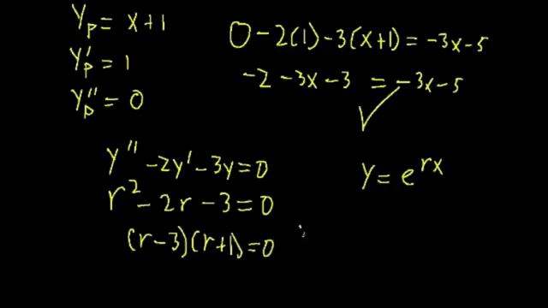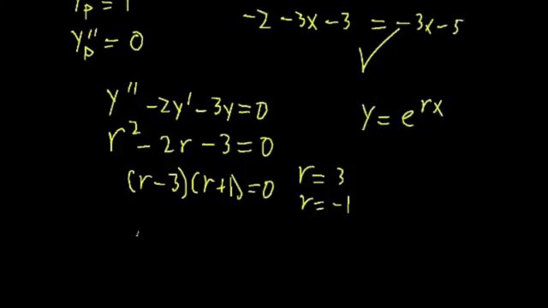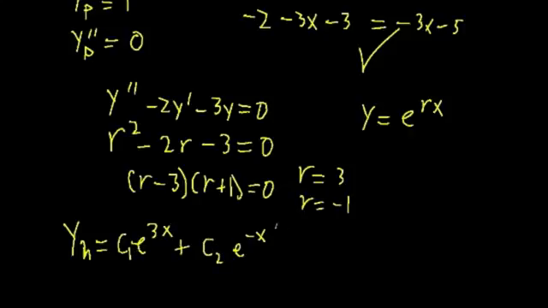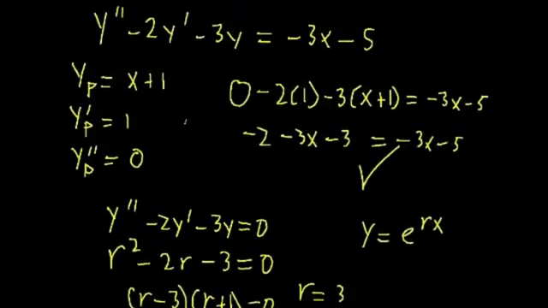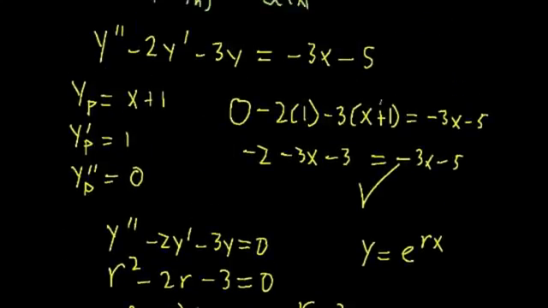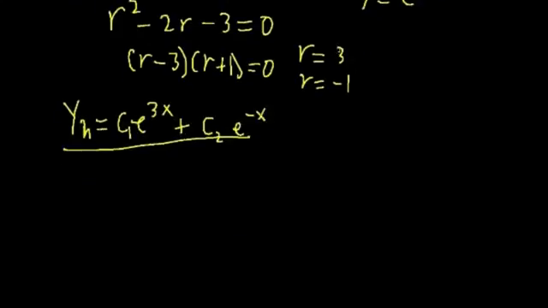So our two roots are r is equal to 3 and r is equal to negative 1, which means our two solutions are e to the 3x and e to the negative x, which means our general solution is just yh is equal to c1 times the first solution plus c2 times the second solution. So here's the general solution to the homogeneous case. Now let's take this homogeneous solution and add it to this particular solution and see if it's still a solution of this. So just rewrite everything down here.